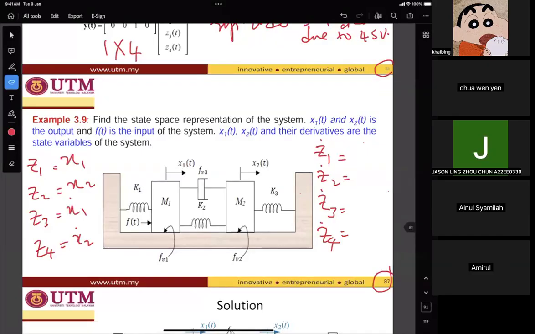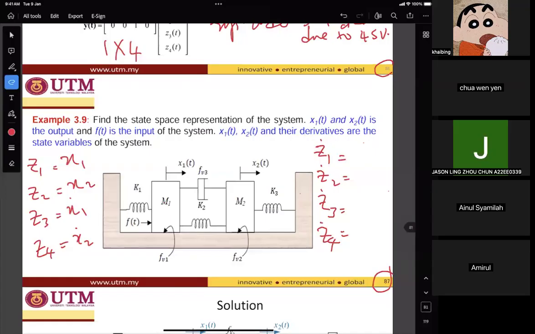Ainul, Syamila, ya saya. Kau kat mana? Kat rumah. Ha? Kat mana? Dekat rumah. Rumah mana? Where's your house?